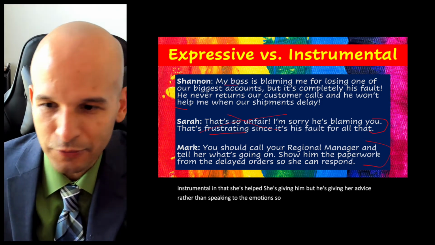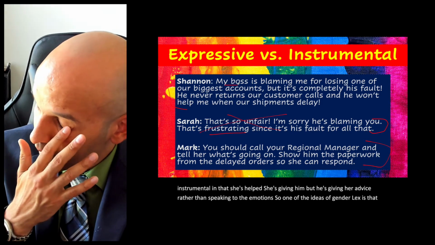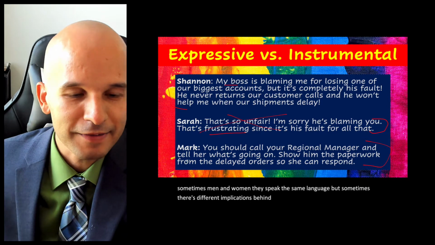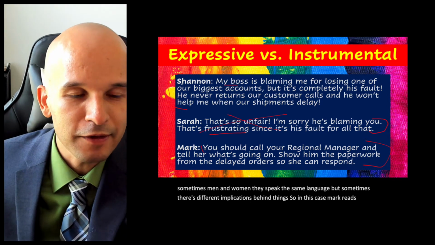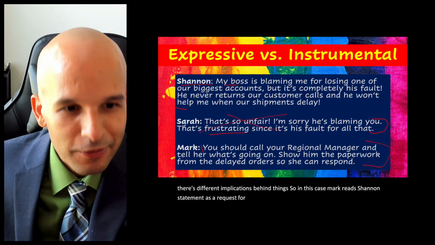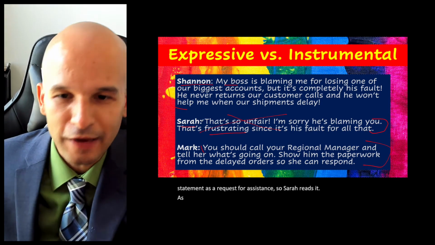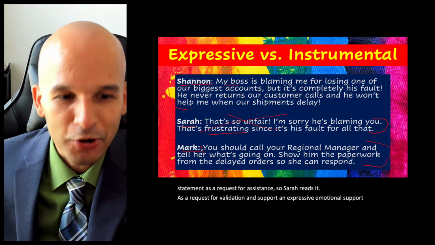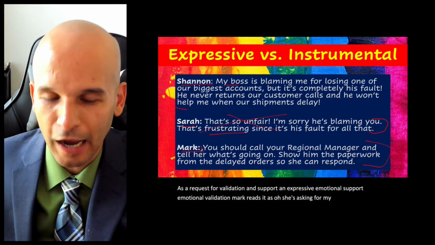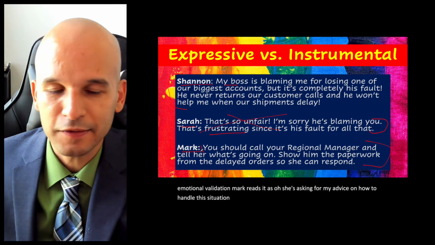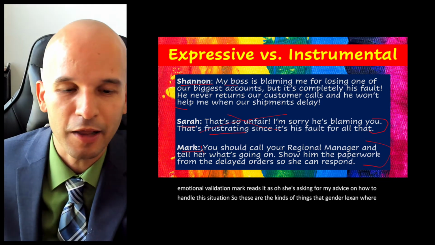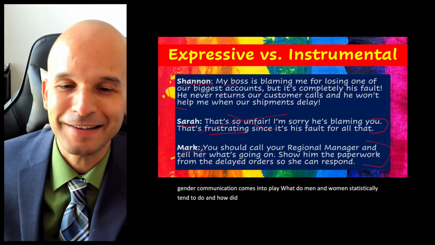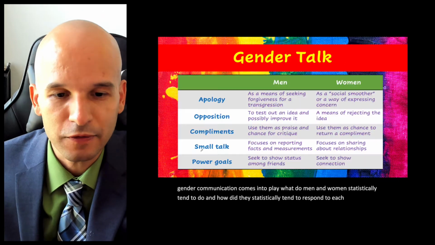So one of the ideas of genderlect is that sometimes men and women speak the same language, but sometimes there are different implications behind things. In this case, Mark reads Shannon's statement as a request for assistance. Sarah reads it as a request for validation and support, expressive emotional support. Mark reads it as, oh, she's asking for my advice on how to handle this situation. So these are the kinds of things where gender communication comes into play. What do men and women statistically tend to do? And how do they statistically tend to respond to each other in certain situations?